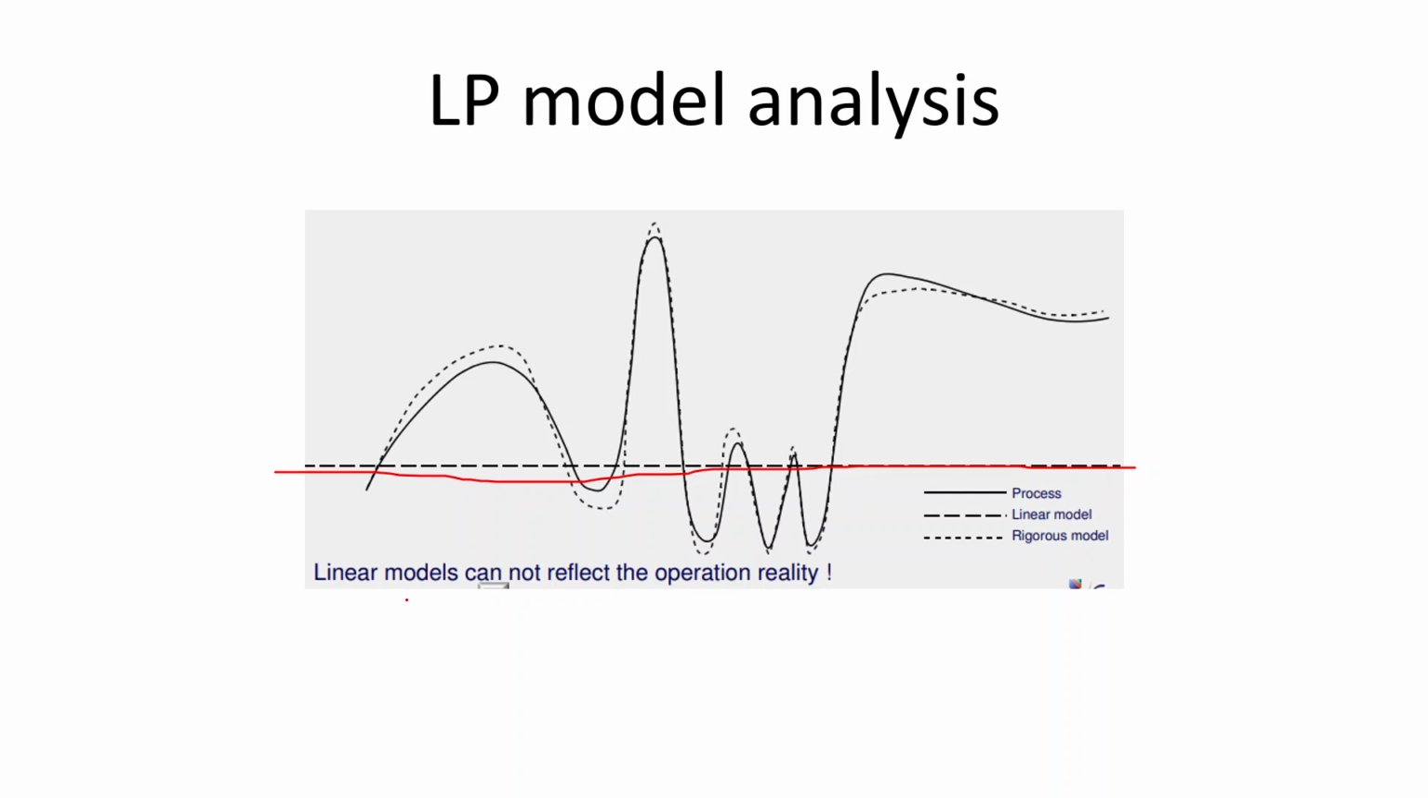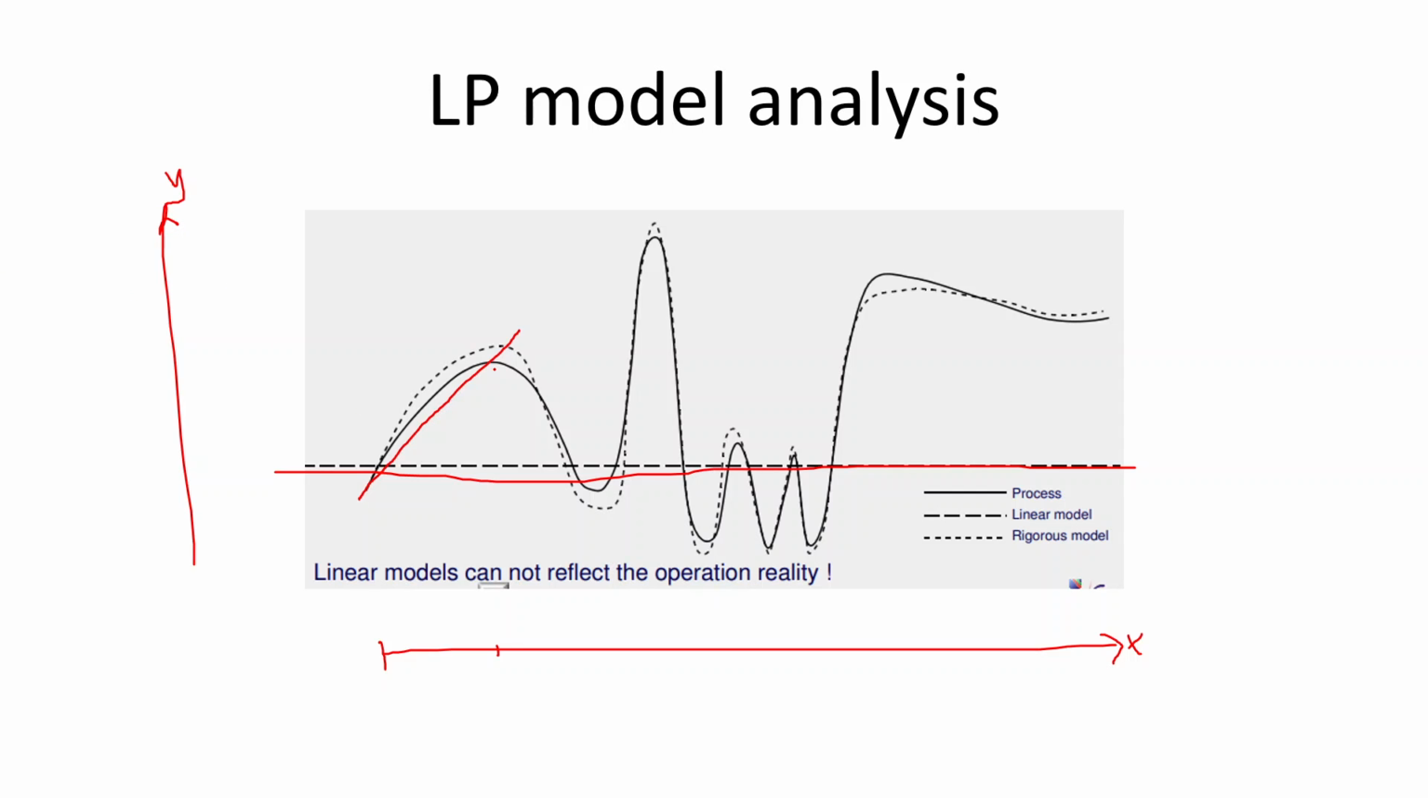For example, this is what I explained in the hydrocracking unit example. We have to divide this into a certain operating window. For example, these are your x variables, and then this operating window. From here to there, this is the model, and this is a linear model. This is your x, and this is your y. So from here to here, you can safely consider that this is the linear model.